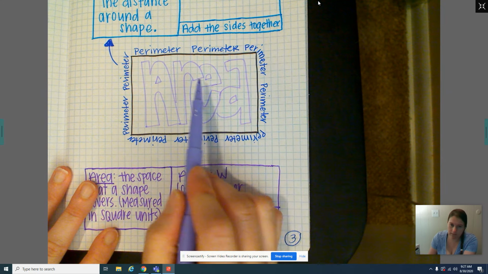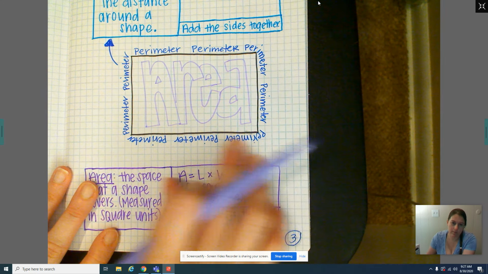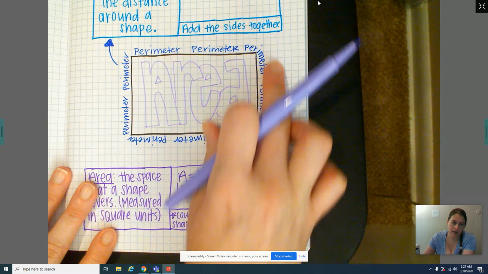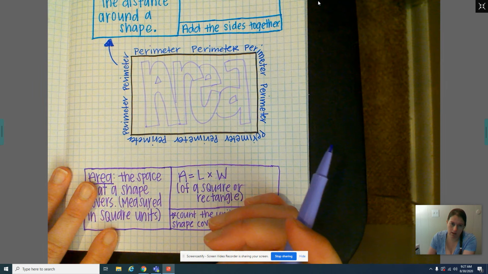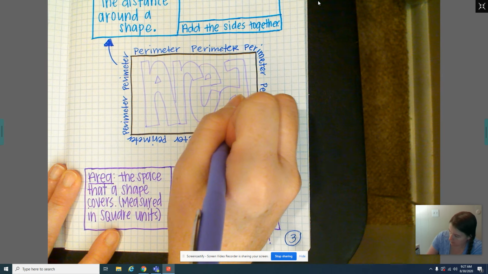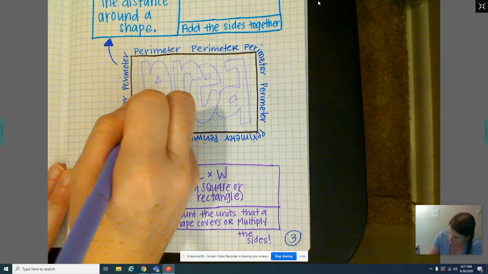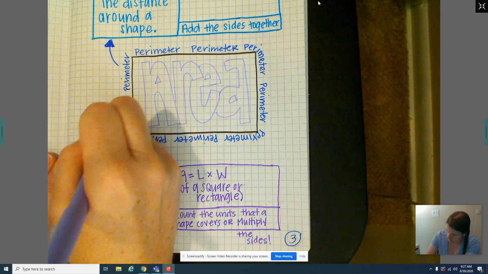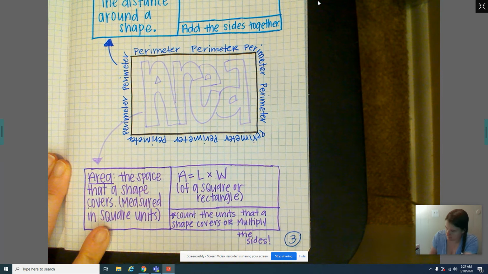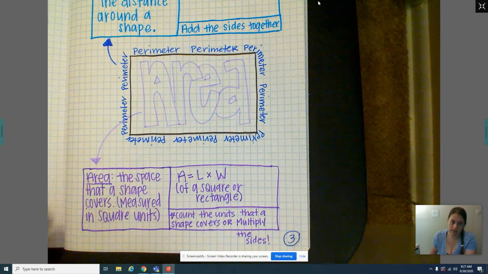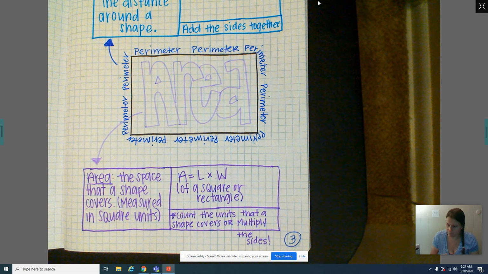So the idea behind this visual is that we can see that the perimeter takes up the outside of our rectangle and the area is the space in the middle, in the inside. I'm going to take an arrow and draw from the inside down here to show that area goes with what's down here. Okay.